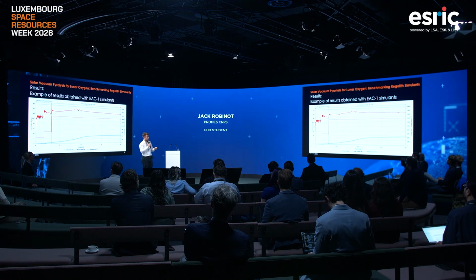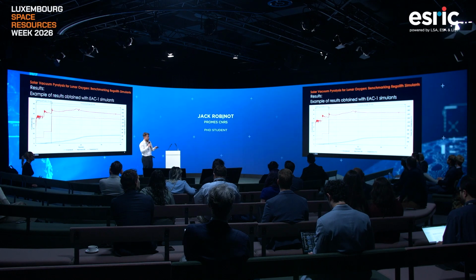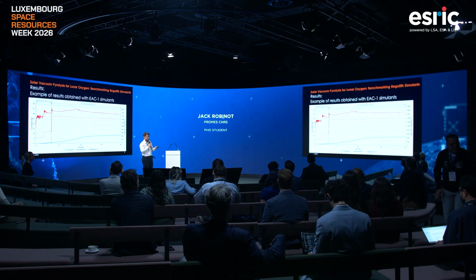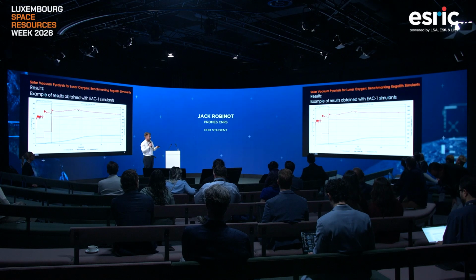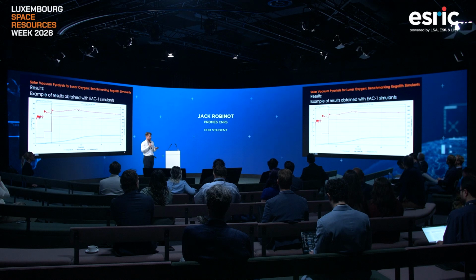This is what typical results look like, which we have been able to obtain with the EAC-1 simulant. You can see the ramp of power, then the O2 which is produced during the pyrolysis. With this experiment, we got around 1% oxygen, which is quite modest. We are working toward increasing the yield.